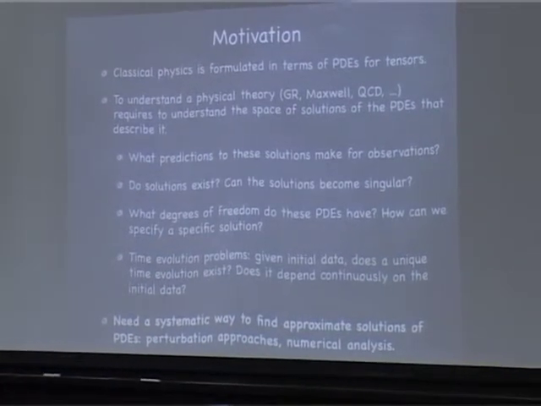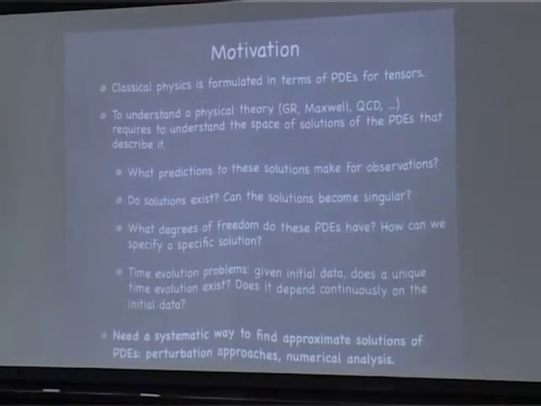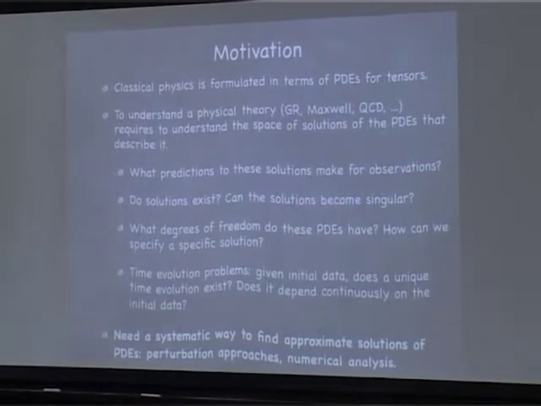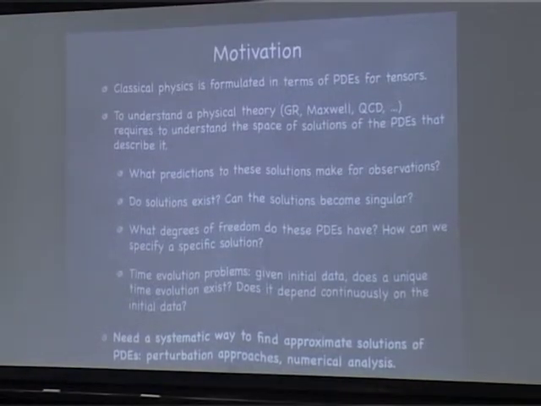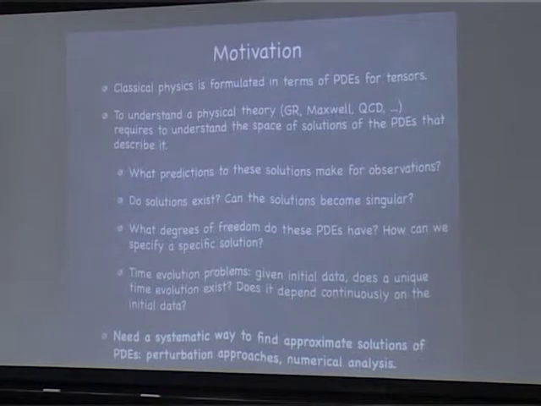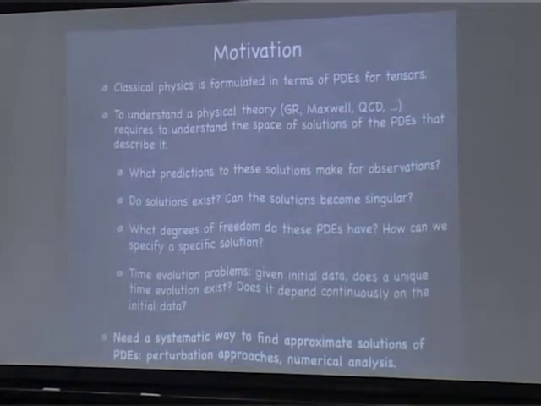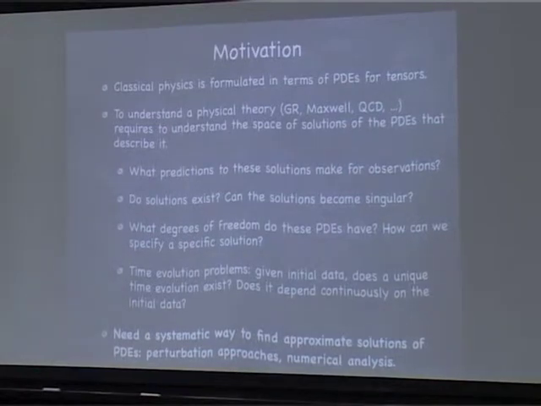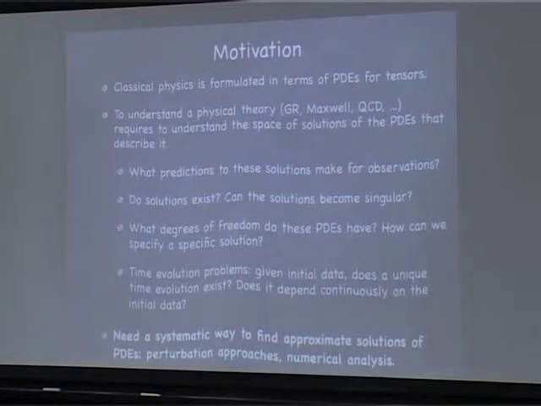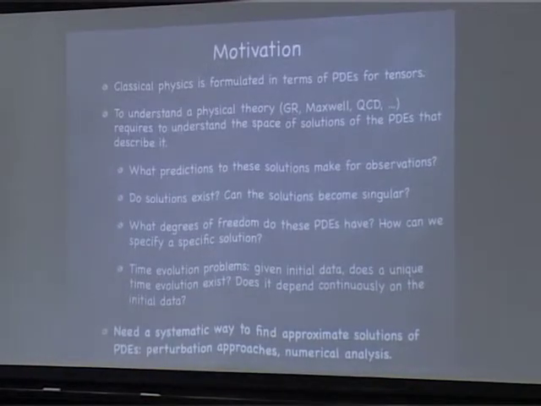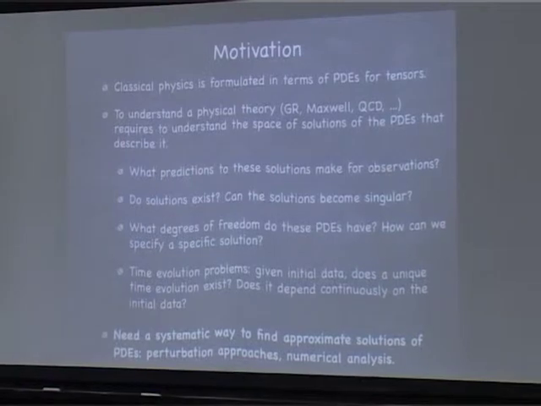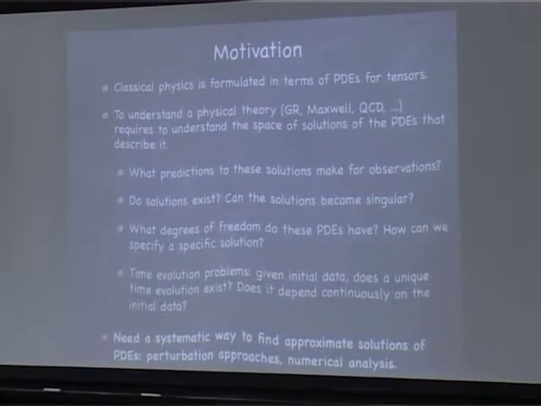you formulate a new theory of some particle physics interaction, I don't know. You have formulated your theory, and it will imply some partial differential equations for these fields. Well, do these partial differential equations have any solutions? If they don't, this is not a good physical theory, okay? And it's not obvious that this is true. Are the solutions well-defined? Can they become singular? What degrees of freedom do these partial differential equations have? Such equations which describe a physical theory obviously have to have a very large set of solutions which adapt to all the possible physical situations it describes. But how do we select a specific solution?